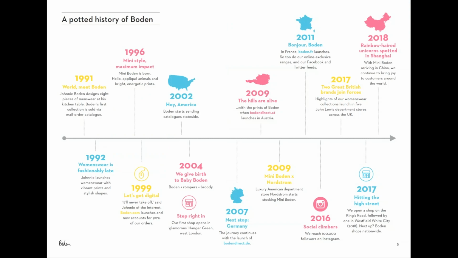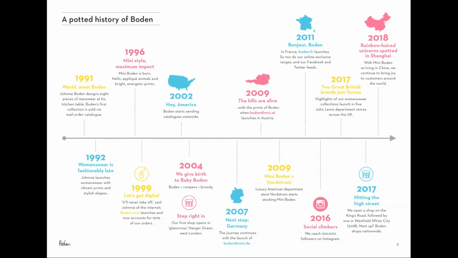In terms of a quick timeline of the Boden story. As I said, it started in 1991 as a mail order catalog with eight menswear pieces. We quickly added women's wear to the range, followed 4 years later by a mini range for the kids. It's in 1999 that we went digital with a boden.com email address. And from then on, we became international.